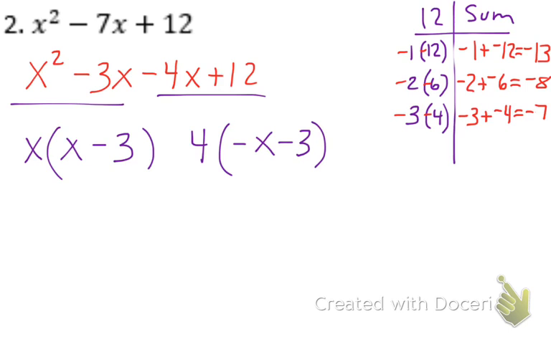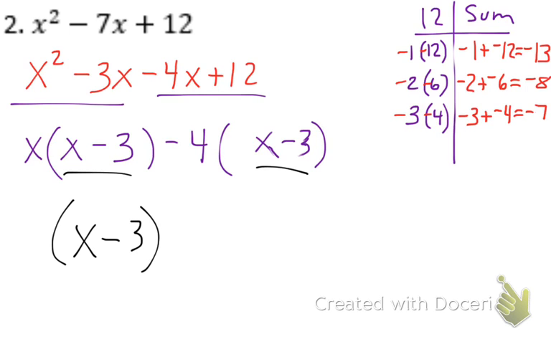In order for me to go on to the next step, these have to be an exact match. So instead of factoring out a positive 4, I'm going to factor out a negative 4. Let's see what happens. Negative 4x divided by negative 4 is positive x. 12 divided by negative 4 is negative 3. Now we do in fact have an exact match inside of the parentheses. So we can factor the x minus 3 out, and we're left with x minus 4.